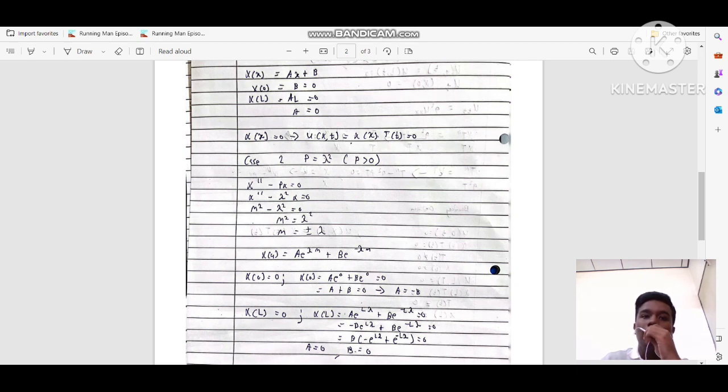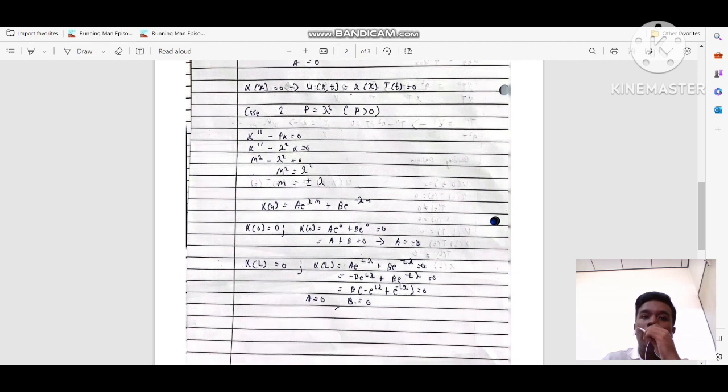So we just substitute when x is 0, X(0) equals 0. So we just substitute the value x equals 0 into the equation. As you can see, the exponent is going to be 0. Anything to the power of 0 is going to get 1. Exponent 0 is going to get 1. So a times 1 is going to get itself. B times exponent 0 is going to get itself. So a plus b is equal to 0. So a is equal to negative b.